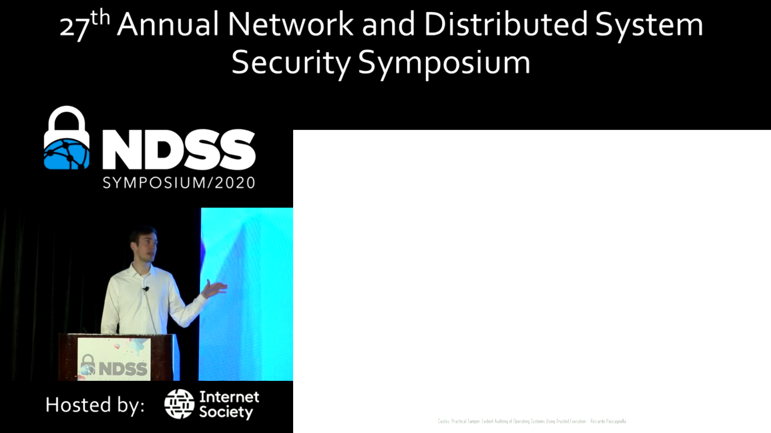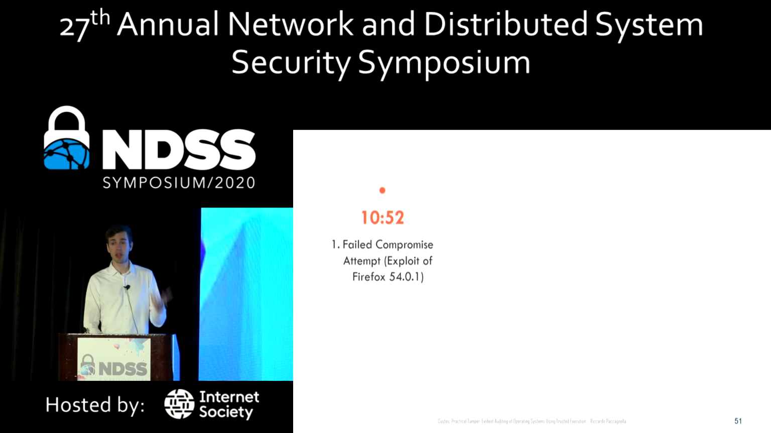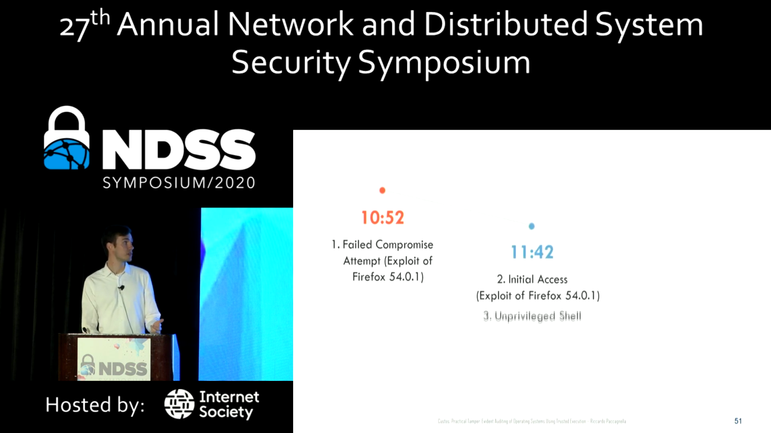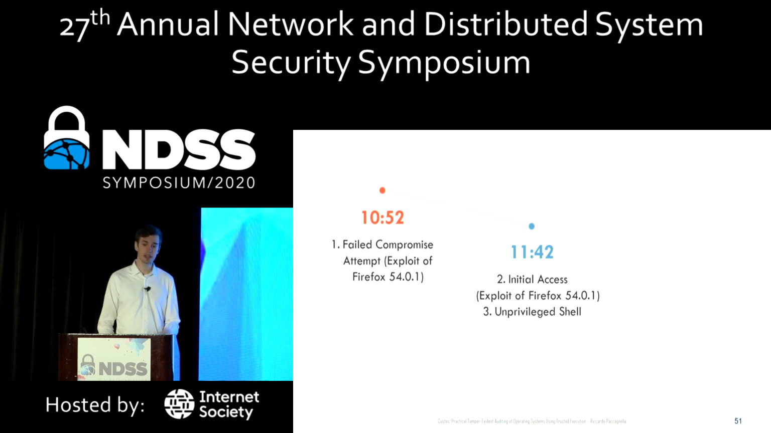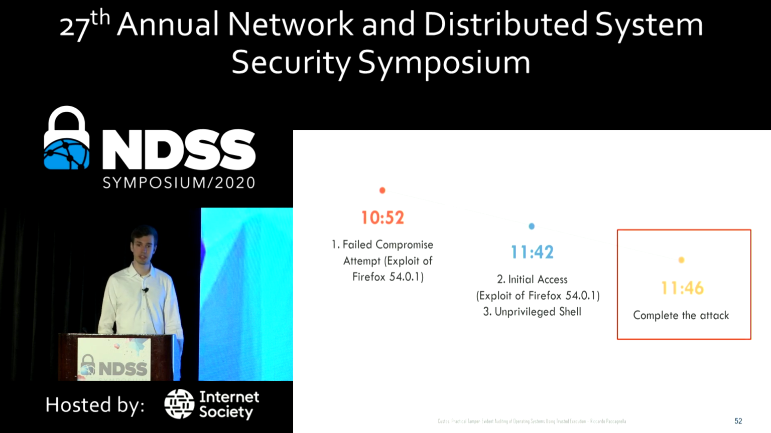So the attack looked like this. At 10:52, the attacker was trying to compromise the machine, but failed. Then later on, at 11:42, the attacker gained initial access and an unprivileged shell. And then 4 minutes later, the attacker was finally able to complete the attack. But let's see the last minute of the attack and how the attack was completed and how we actually play a role and help the defenders in this case.